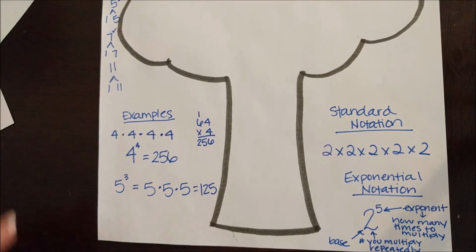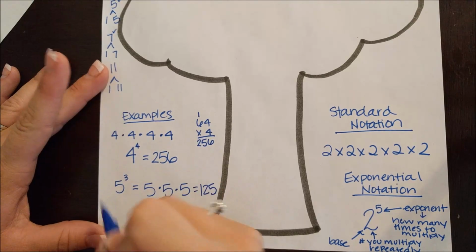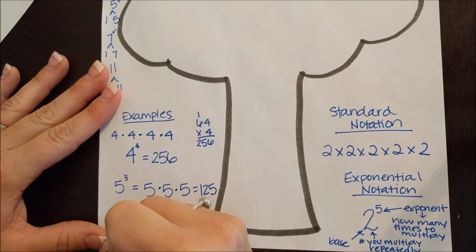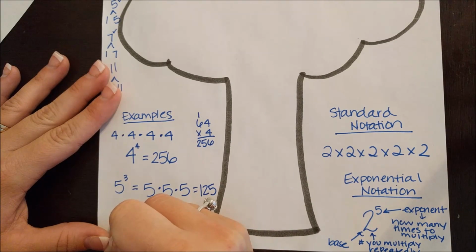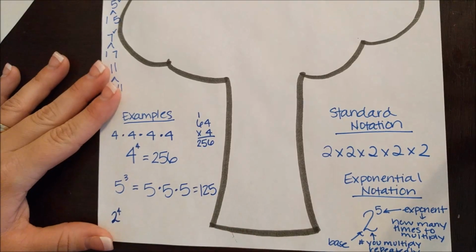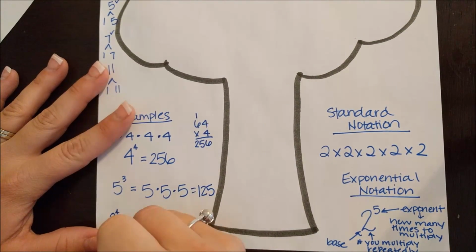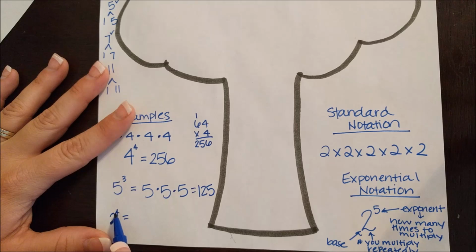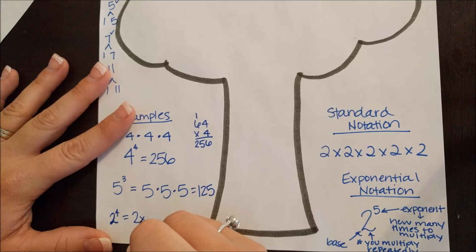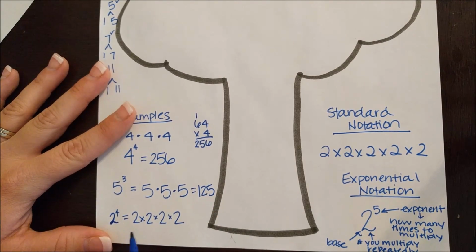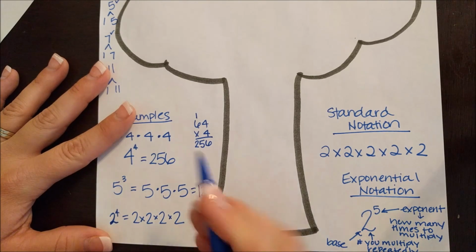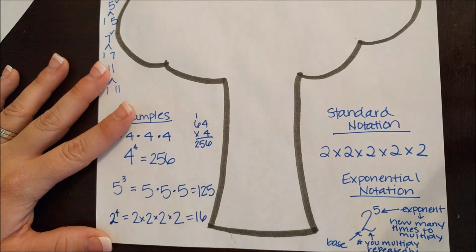Okay, let's do one more example. Let's do 2 to the 4th power. Well, the base is the number I'm multiplying, and the exponent, the small number, is how many times I multiply it. So 2 times 2 times 2 times 2. Well, 2 times 2 is 4, 4 times 2 is 8, and 8 times 2 is 16.